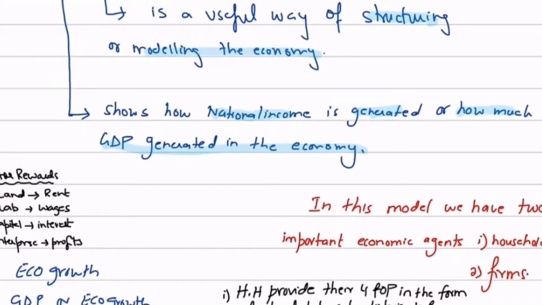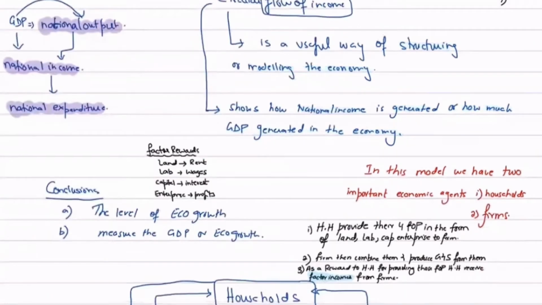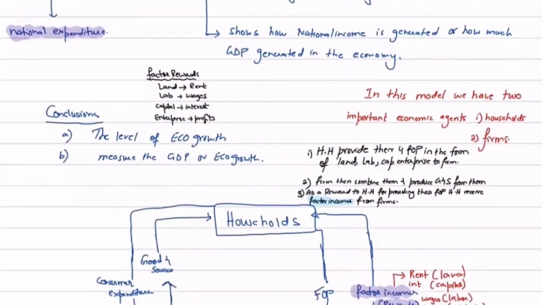So if you understand the circular flow of national income, you actually understand how much national income is generated, how much GDP is generated, and the overall performance of the economy. And that will also help you calculate the value of the GDP. And we'll come to that. How is GDP calculated if we try to understand the circular flow? So basically, if we move forward, first of all, you need to understand that.